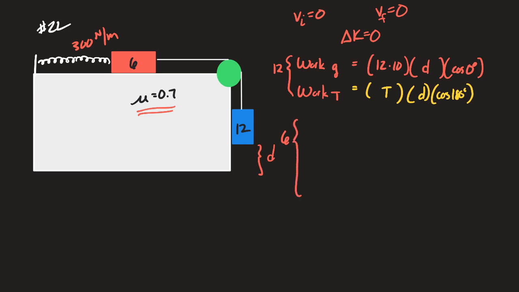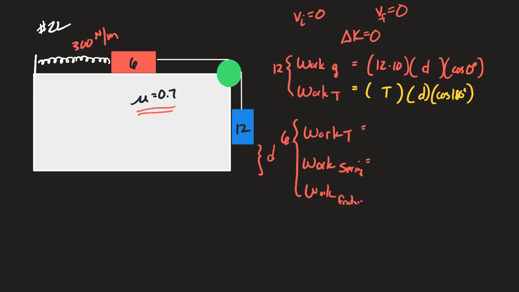6 kilogram block. Name some forces that do work on the 6 kilogram block. Tension. So there must be work done by tension. What's another force that does work on the block? What's that? Gravity. No, it doesn't. Gravity acts downwards, the block moves to the right, so it doesn't do any work on it. Name another force that does work on the block. The spring does work on the box, sir. Name another one that does work on the block. Friction, sure.